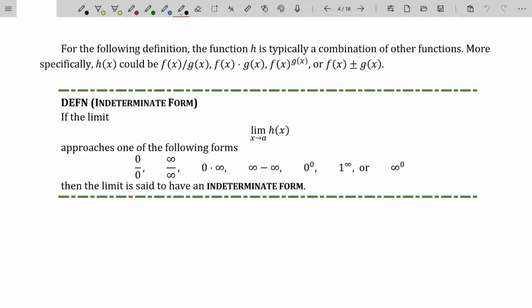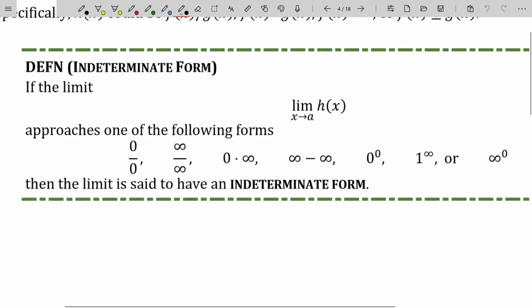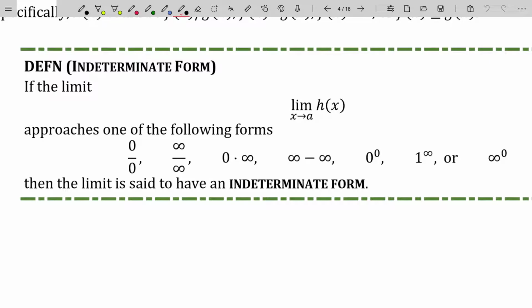So for the following definition, the function h that I have in that definition is typically just a combination of other functions. More specifically, h is going to be something like a ratio of functions, f of x over g of x, or a product of functions, f times g, or functions to functional powers like f to the g power, or it could be a sum or a difference of functions. And that's not an exhaustive list, but that's the most popular list. Okay, so here's the actual definition of an indeterminate form. If the limit as x goes to a of h of x approaches one of the following forms, then it's said to be indeterminate or have an indeterminate form.